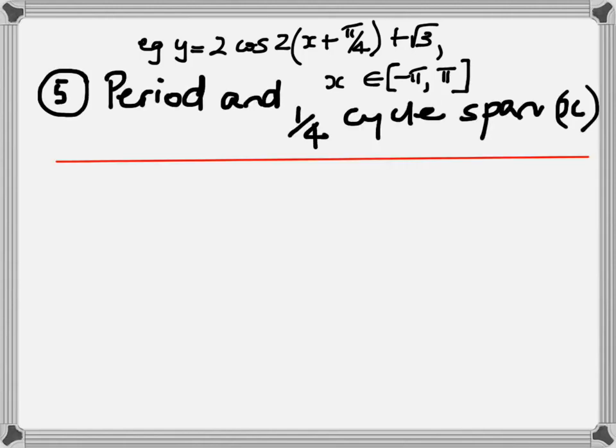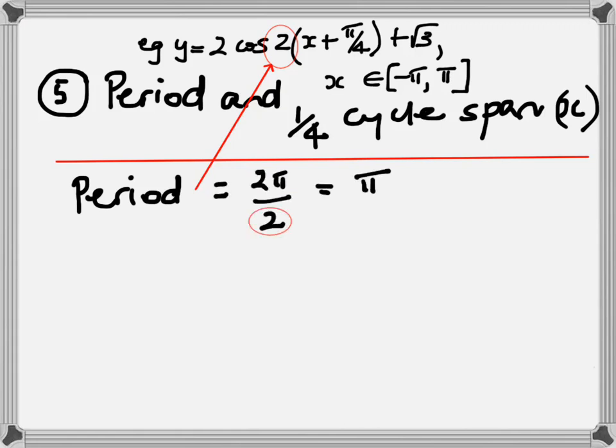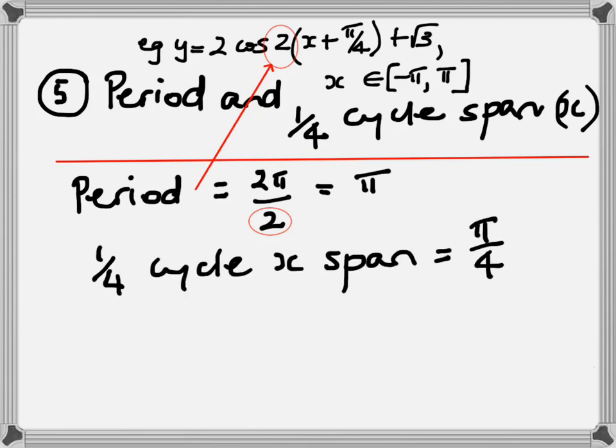Oh, this comes first, yeah. Okay, the period and the quarter cycle span. Now, the period for this graph is, there's the number, that's the coefficient of the x term behind the cos symbol, and therefore the period is 2 pi over that number, which is pi. Therefore, a quarter cycle x span is a quarter of that, which is pi over 4.